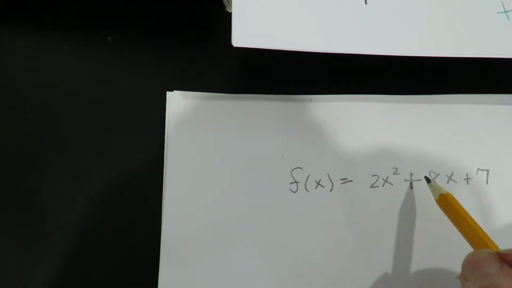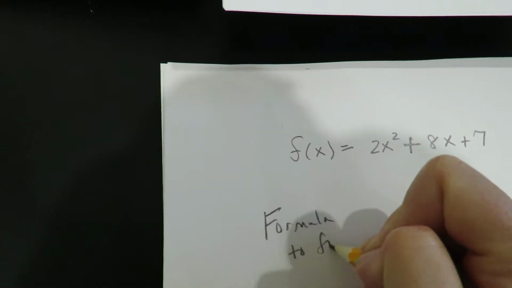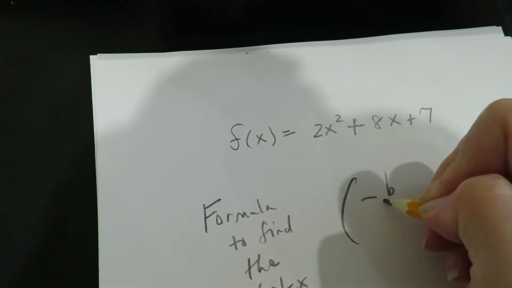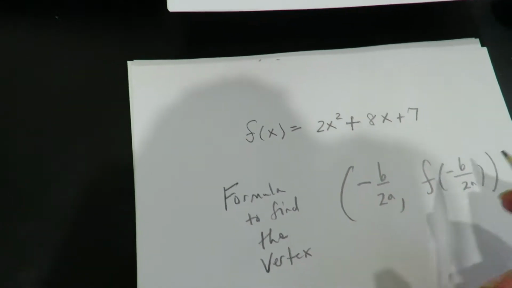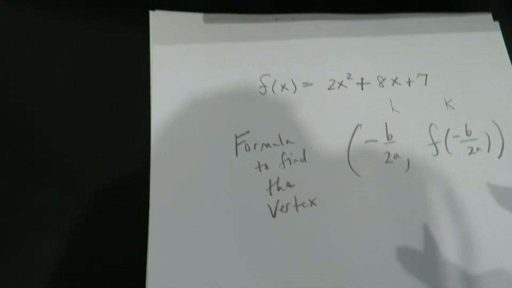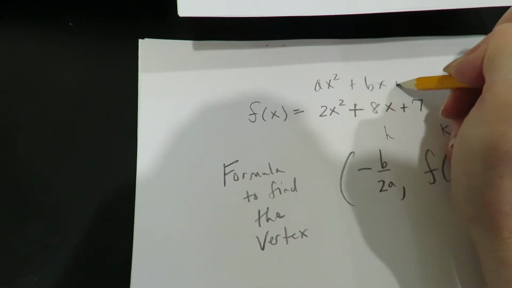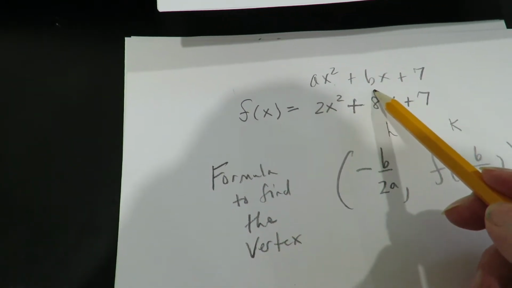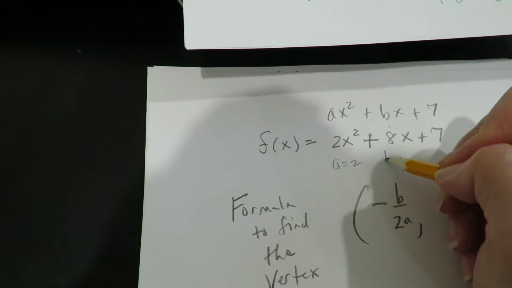Okay, so this is the formula to find the vertex. Negative b over 2a comma f of negative b over 2a. All right, this is the formula, and this will give you the vertex. This will be h, this will be k when you plug all this in. All right, so the formula is set up so that a is the coefficient of the quadratic term, b is the coefficient of the linear term. So in this case, my a is 2 and my b is 8.